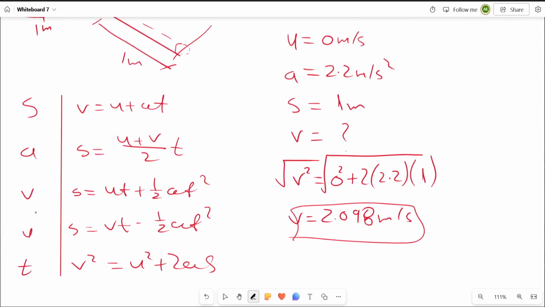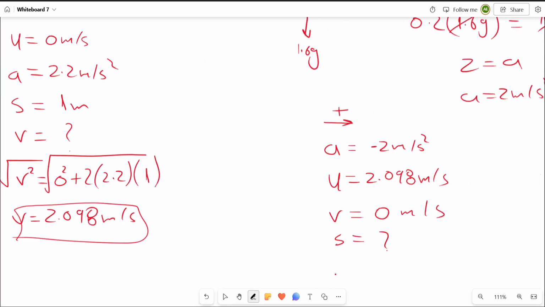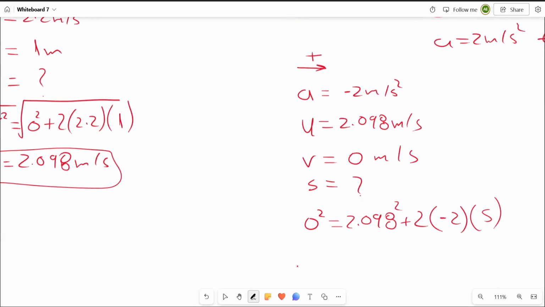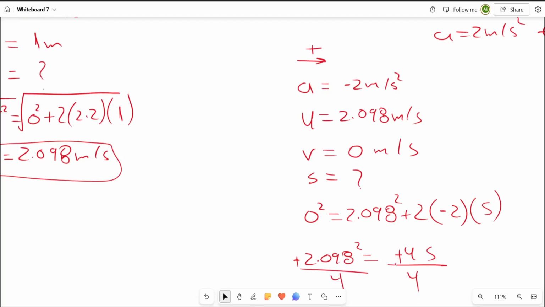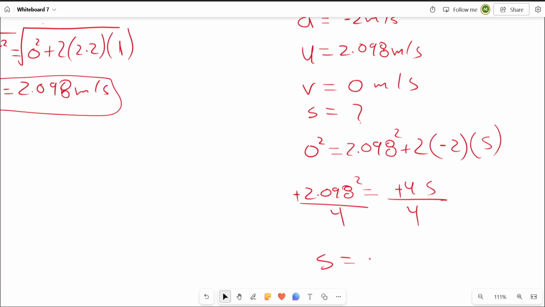So again, which letter didn't I mention? I didn't mention the letter t, so I'm going to use this equation, v squared equals u squared plus 2as. So v squared, which is 0 squared, equals u squared, which is 2.098 squared, plus 2 times acceleration, which is negative 2, times s, which is the thing that I want. So I'm going to move this to the other side. It becomes negative 2.098 squared equals negative 4s. The negatives cancel. Divide by 4, so s is going to equal 2.098 squared over 4. s is going to equal 1.1 meters.